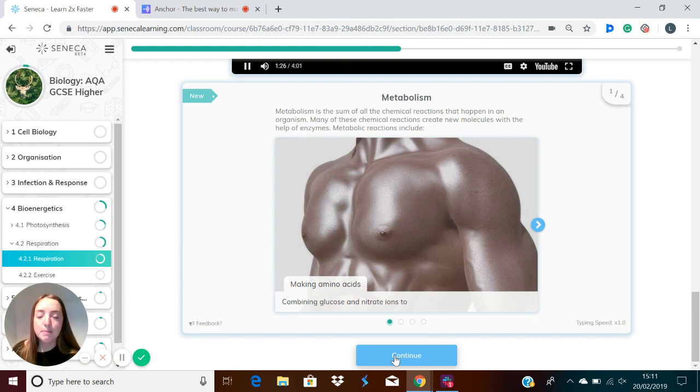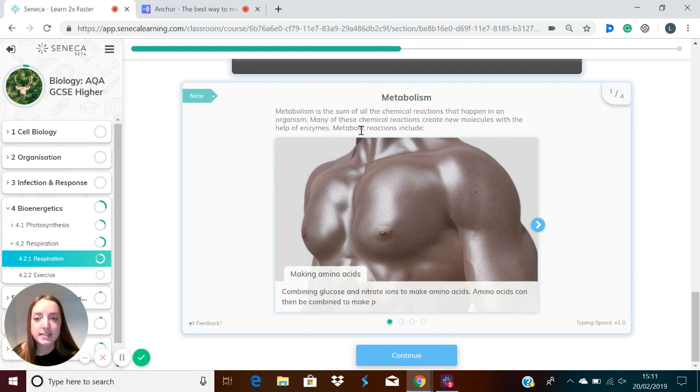So metabolism. Metabolism is the sum of all the reactions that happen in an organism. Many of these chemical reactions create new molecules with the help of enzymes, which are biological catalysts which speed up reactions. And so metabolic reactions include making amino acids. This is combining glucose and nitrate ions to make amino acids. Amino acids can then be combined to make proteins.